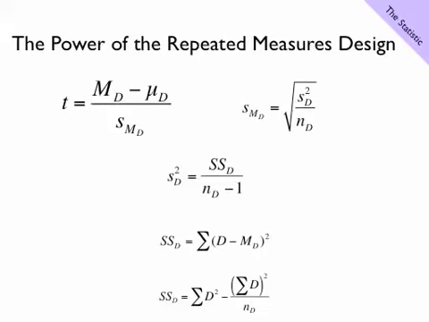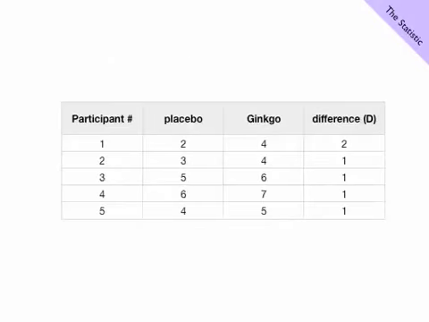Well, we're almost there. We got that 1.2 in the numerator minus the population mean difference score. Well, where do we get the hypothetical population mean difference score? Well, we get it from the null hypothesis. The null hypothesis means that your treatment doesn't do anything.